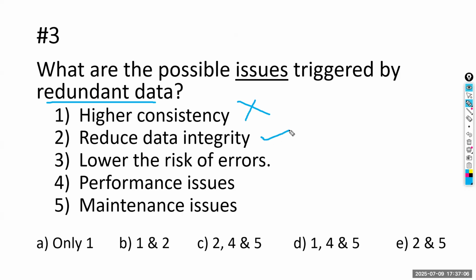That is, yes, an issue. Lower risk of errors, of course, if the risk of errors is lower, that is not an issue, right? That is obvious. Performance issues, yes, because data in multiple places means unnecessarily bigger file size, you need more memory, and also maintenance issues because your data is in multiple places. For example, if someone changed the contact number, maybe you need to go and change it in two places, three places. But if there is no redundant data, you change it in only one place. So the answer must be 2, 4, and 5.